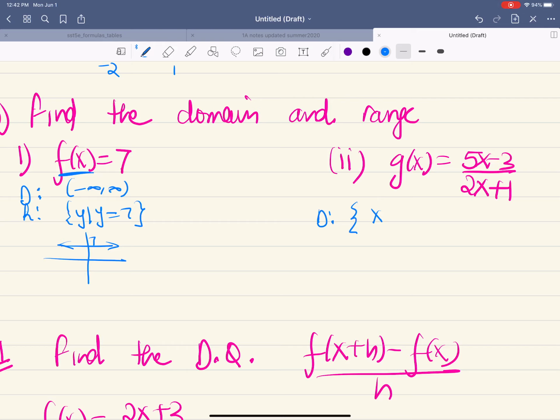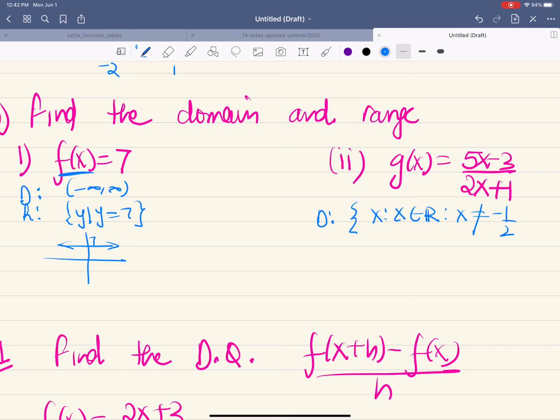Alright, so the domain is x such that x can be any real number, so x belongs to R such that x is not equal to negative 1/2. Because if x is equal to negative 1/2, then I would have a 0 in the denominator, and that's not okay.